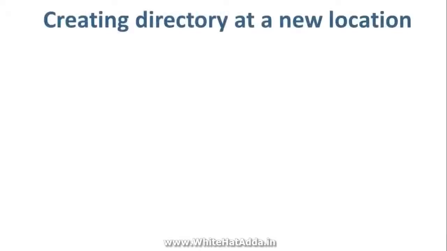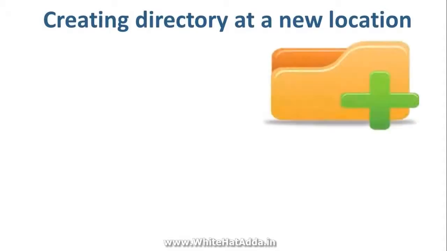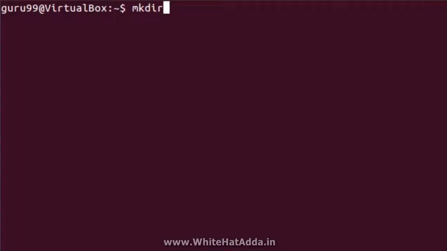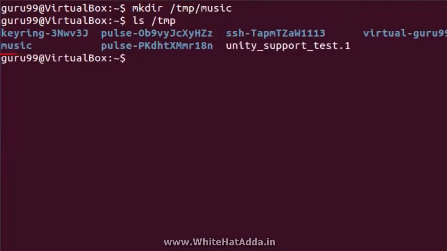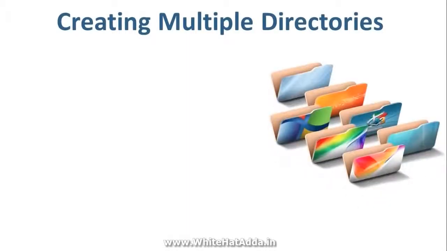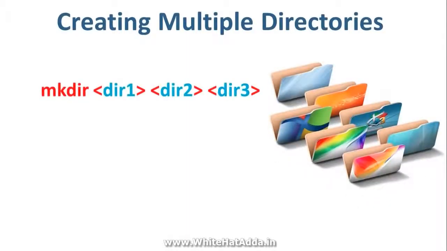If you want to create a new directory in a different location other than the home directory, you need to use the following command. For example, typing the following command would create a new music directory under the tmp directory. As we can see here, we have a new music directory created under tmp. You can also create more than one directory at a time. Let us run this command on terminal and look at the results.